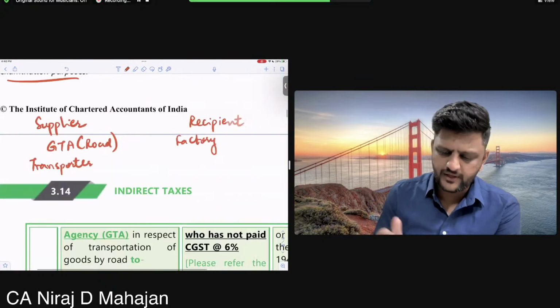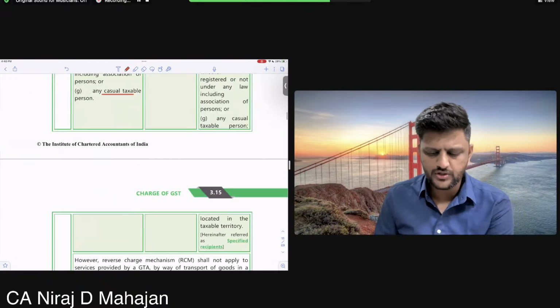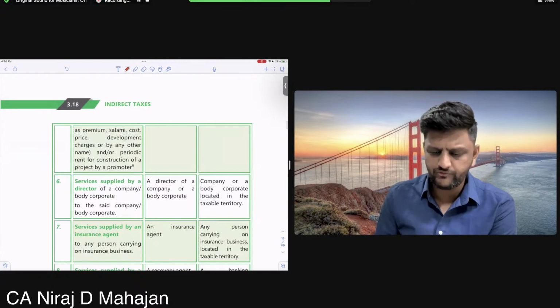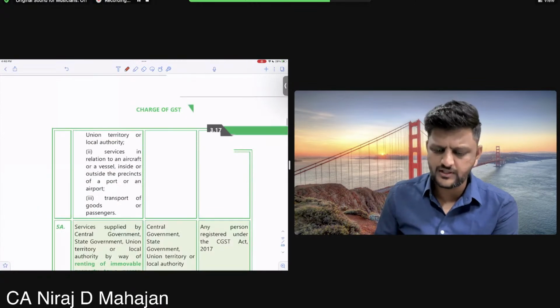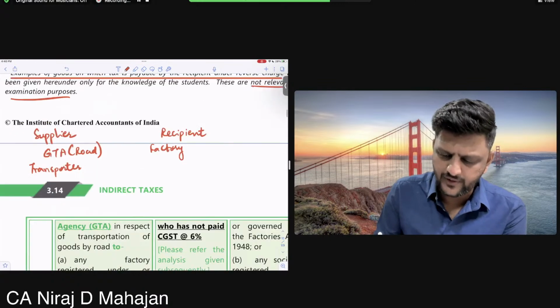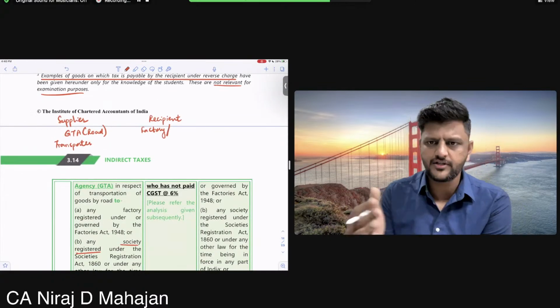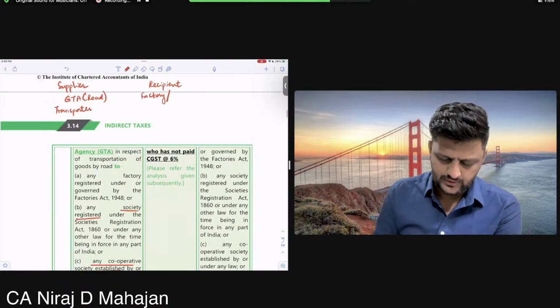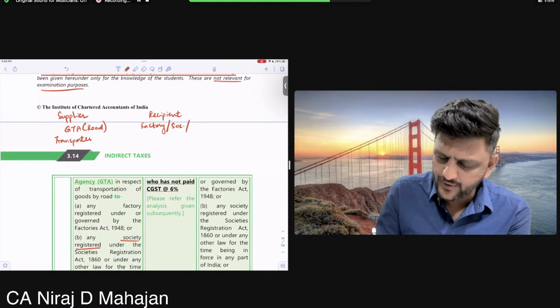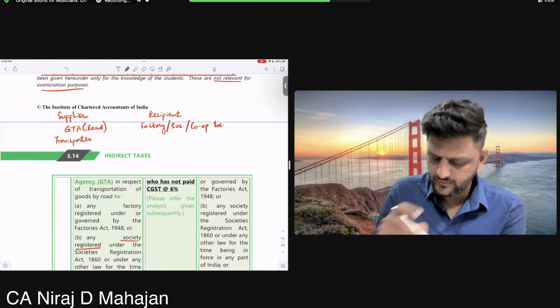So if you want, you can quickly write in your notebook also. There will be many of them. One page you can write for whatever you think is important. Ready? So who are the recipients? Factory registered under Factories Act. Then society. Then cooperative society.